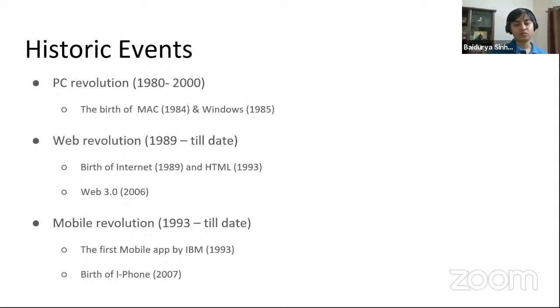And the next boost was the mobile revolution from 1993, and it's still going on. The first mobile app, built by IBM in 1993, was mostly around productivity kinds of apps. And then the birth of the iPhone, as we all know, in 2007, where you could directly have a touch screen and directly manipulate things. And after that, nowadays there is a burst of so many apps. Everything is like an app nowadays, right?